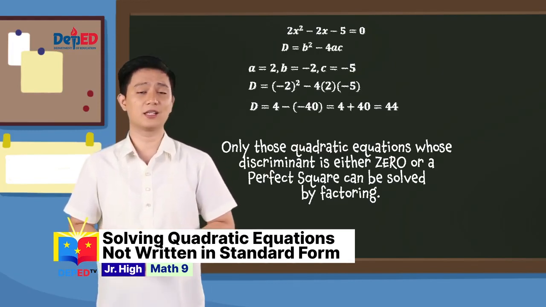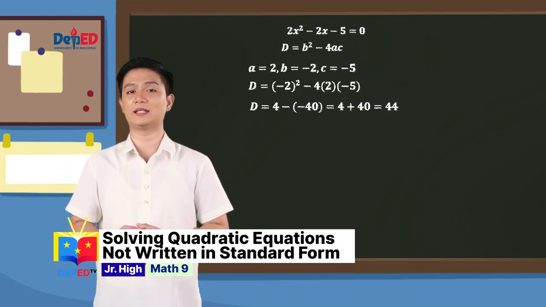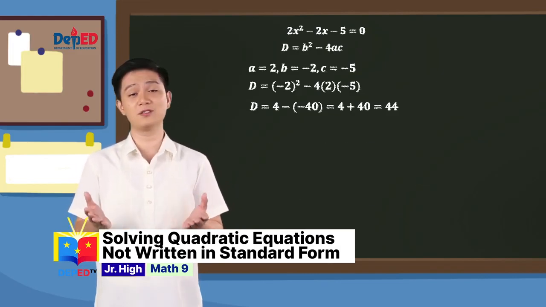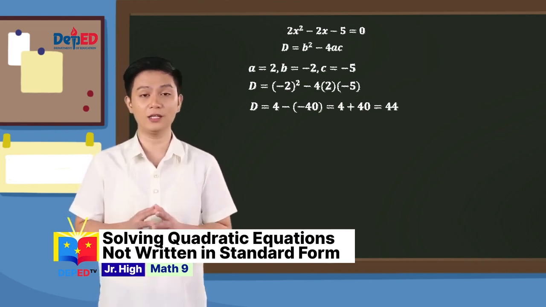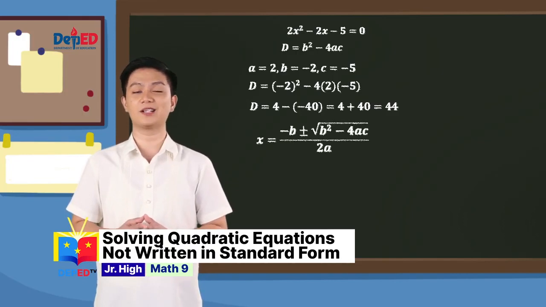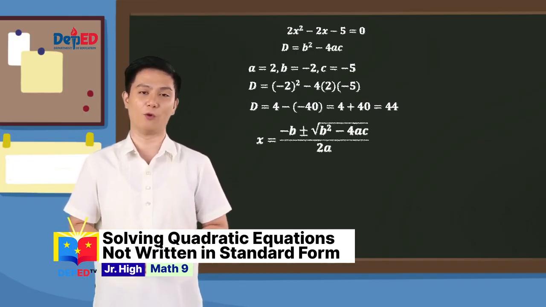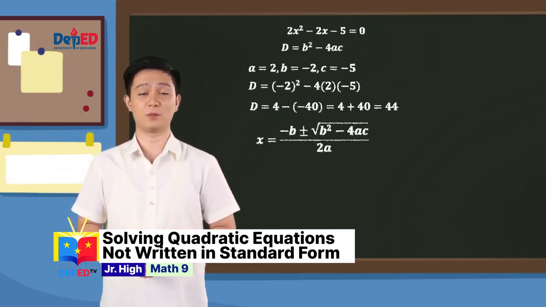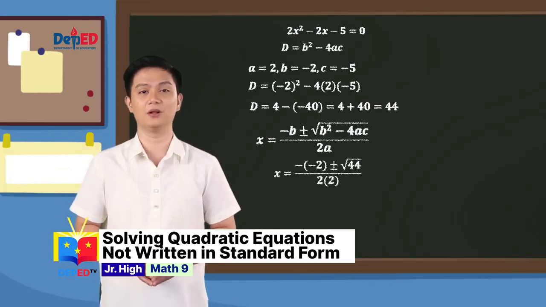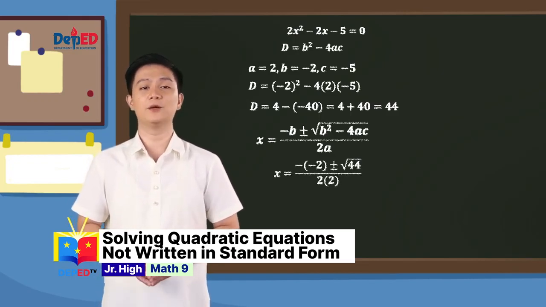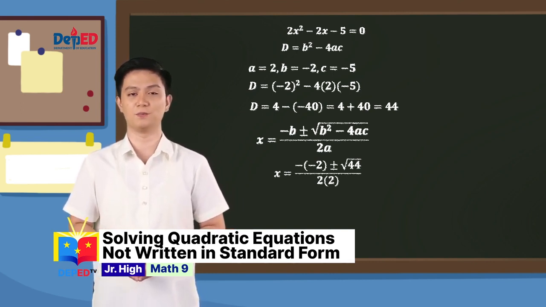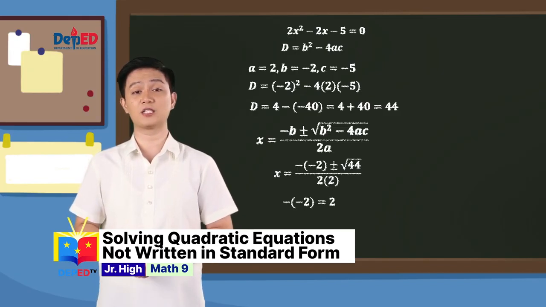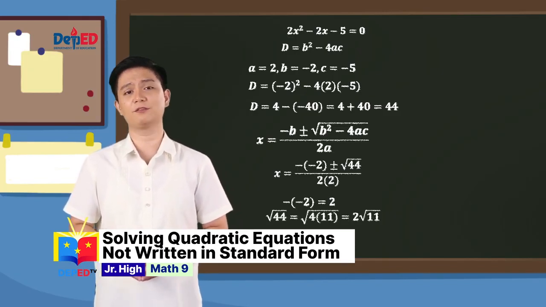And since the discriminant of the equation has already been identified, we might as well use the quadratic formula to solve the equation. Recall that the value of the discriminant appears under the radical sign in the formula. So by substitution, x is equal to the negative of negative 2 plus or minus the square root of 44 all over 2 times 2. Negative of negative 2 is positive 2. Square root of 44 can be simplified as 2 square root of 11.